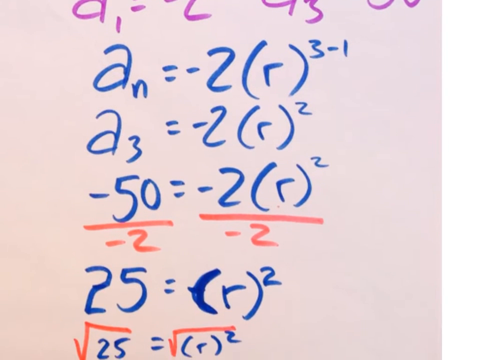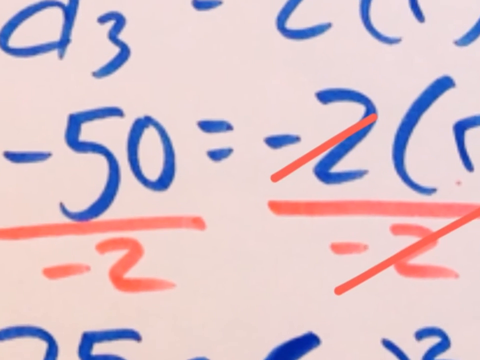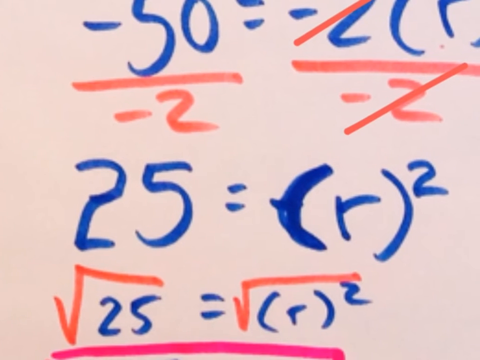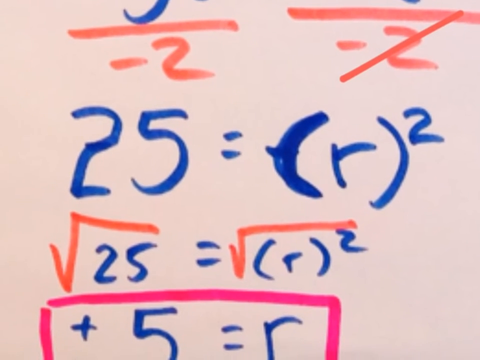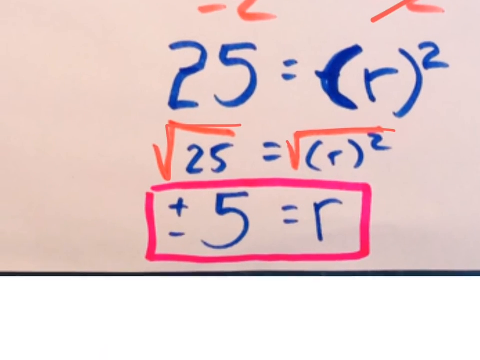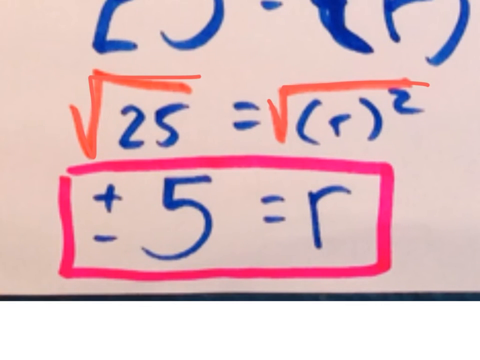Now what we're going to do is isolate r. We're going to divide both sides by negative 2, and the negative 2's, of course, cancel out, and negative 50 divided by negative 2 is positive 25. So 25 equals r squared. How do we get r by itself? We apply the square root to both sides, and when we square root both sides, we're left with simply the ratio equaling either positive or negative 5.